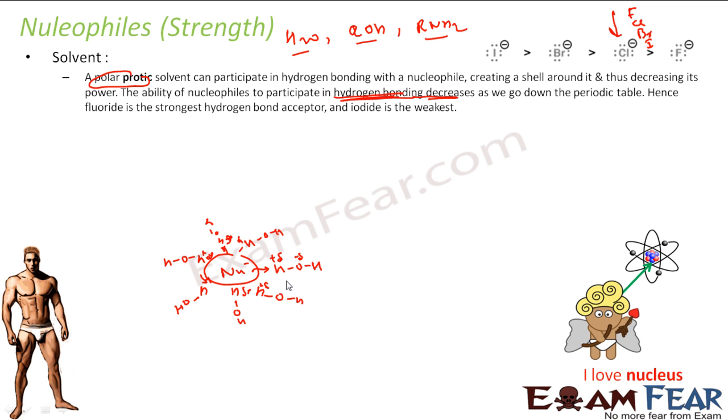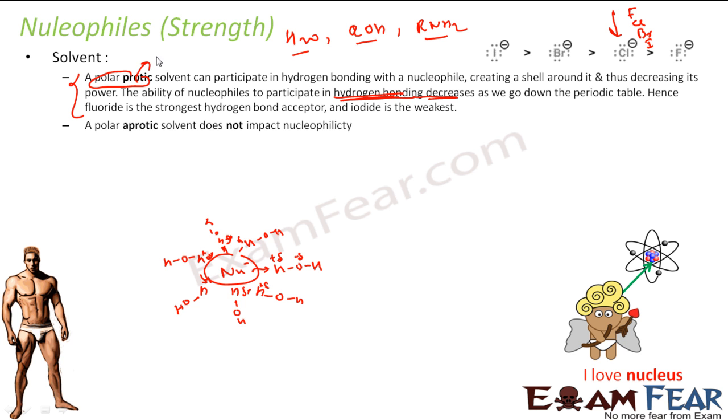Since fluorine is trapped the most, fluorine becomes weak. And since iodine is trapped the least, iodine becomes strong. Correct? So in the normal case, F minus is the strongest nucleophile, but the moment you add a polar protic solvent, the trend is completely reversed. Please note, this is a critical point. In the case of protic solvent, the strength of nucleophile is totally reversed. But in the case of polar aprotic solvent, you don't have to worry much about it.